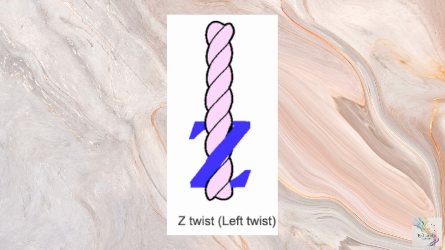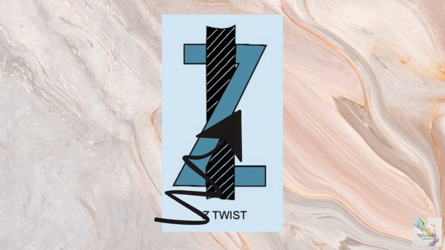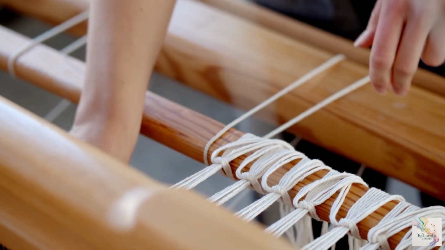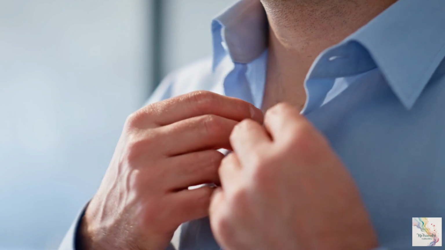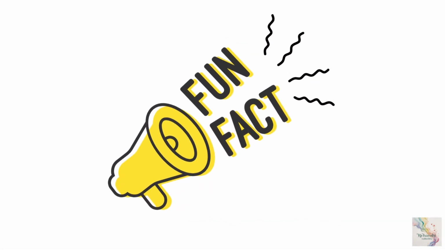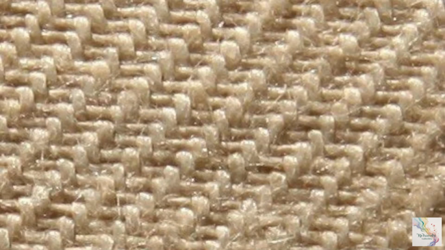Z-twist: the fibers are twisted in the direction of the middle part of the letter Z. The spiral slopes upward to the right. This gives more strength and firmness to the yarn. Commonly used in warp yarns, sewing threads, and durable fabrics. Here is a fun fact. When two yarns with opposite twists are plied together, they balance each other, preventing the fabric from twisting or curling.